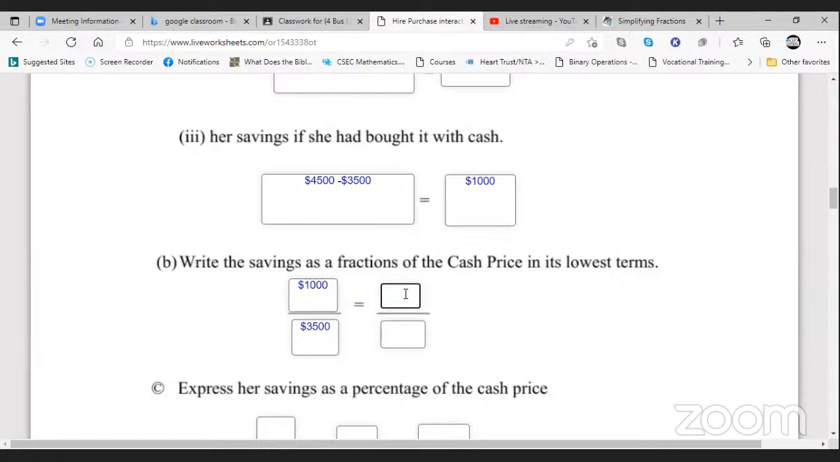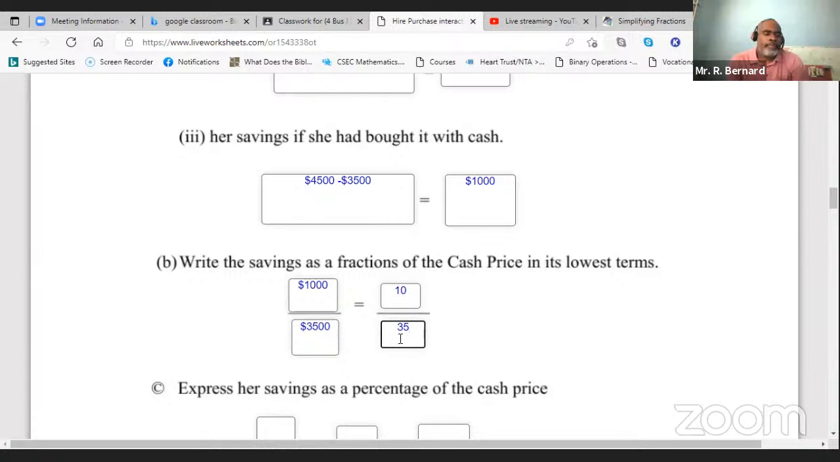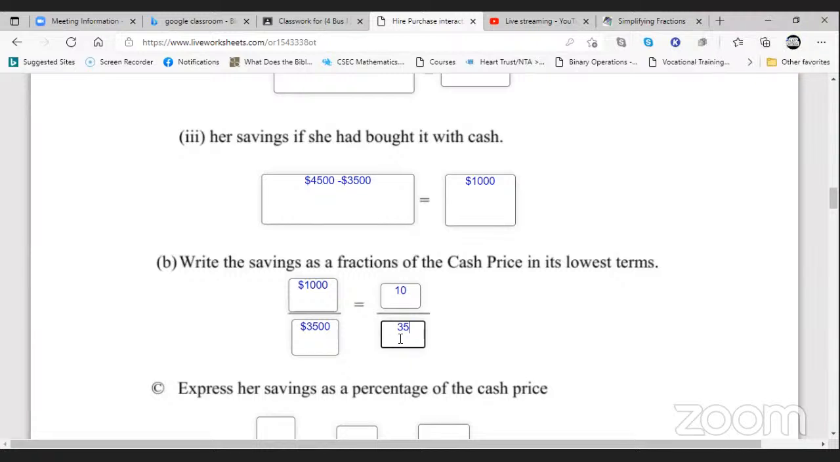So 10 and 35. All right. So is that the lowest it can go? Is that the lowest it can go? Can it go lower than that? Yes. You sure? Yes. Come on.